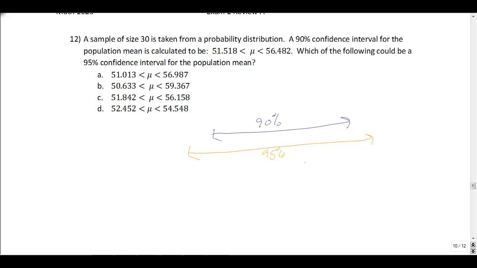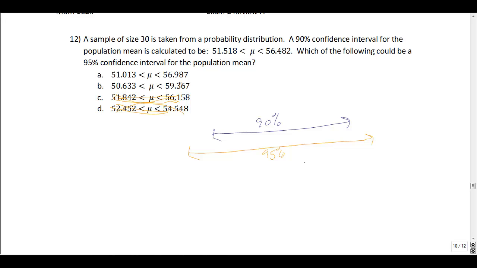So what has to happen here is the 51.518 has to shrink some, go a little bit smaller, and the 56.482 has to get a little bit bigger. Let's see. For these two, the 51.518 actually got bigger, so those two are certainly not correct answers. Now at this point I've got a 50-50 shot guessing, but let's look at the bigger one, 56.482. That should get bigger, so smaller on the left, bigger on the right. They both got bigger here, so we can't really tell directly from that comparison.